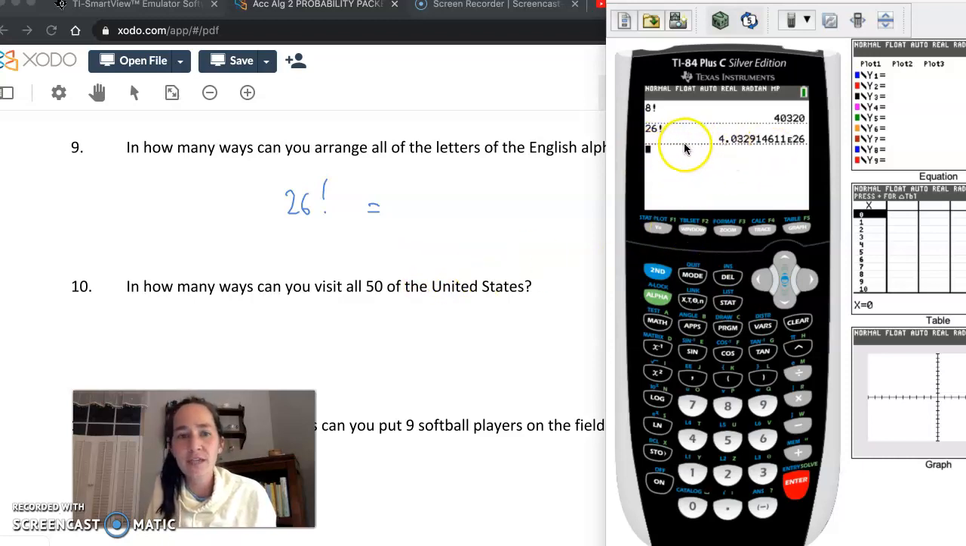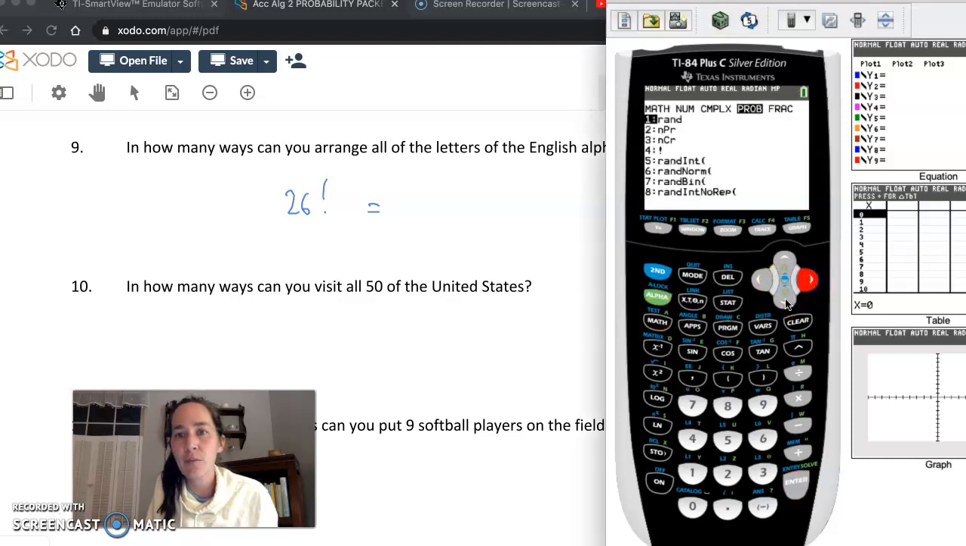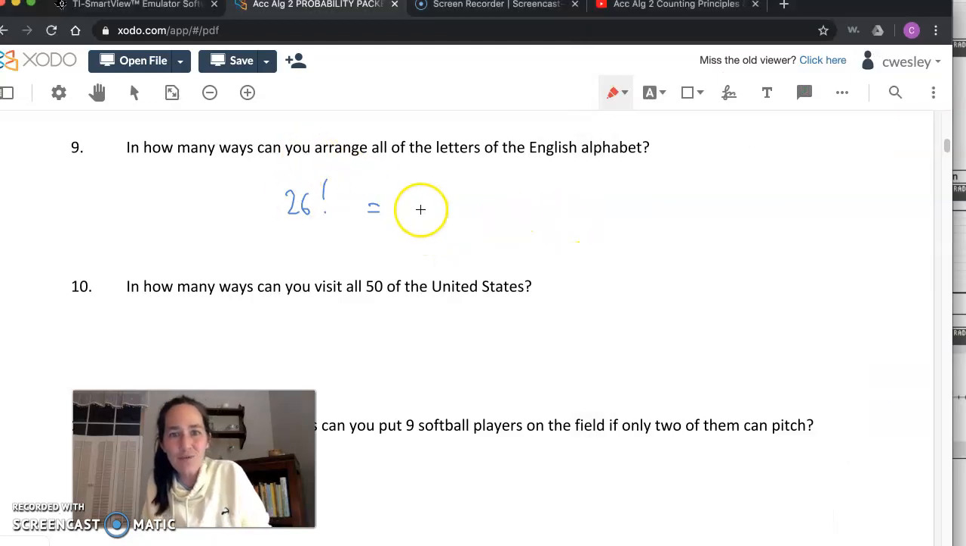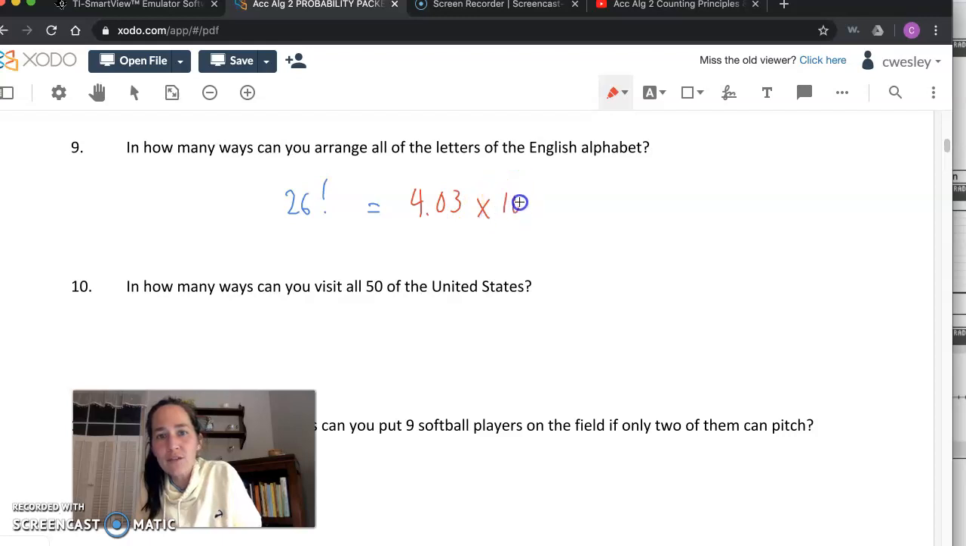I had to use the new steps, as you can see on the calculator here, to type in 26, and then it's math, probability, and then you're going to choose number 4, the exclamation point. I'll quit out of that. And I got a huge number, 4.0329 E26. That's times 10 to the 26th power. So 4.03 times 10 to the 26.